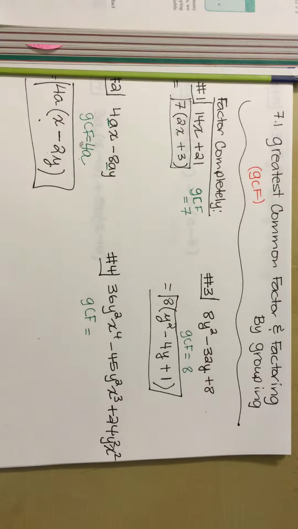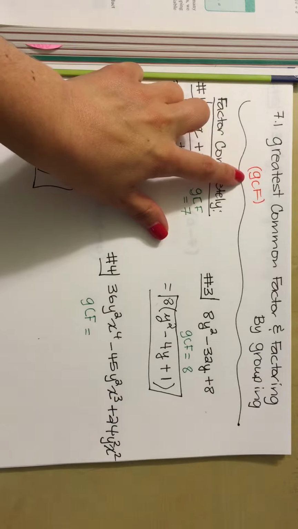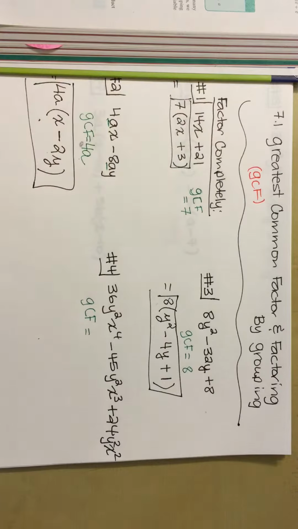We are starting chapter 7, and in this chapter we will be focusing on factoring, which is a really important topic because it's used in many math classes to come. So in this section 7.1 we will focus on greatest common factor and also factoring by grouping. We can use the abbreviation GCF for greatest common factor.